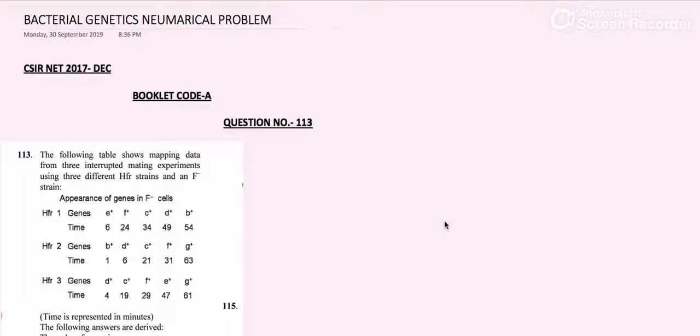Hi friends, today we are going to discuss the factor about high frequency recombination. It is a question from the 2017 December booklet code D, question number 113, and the question carries 4 marks. Before going into the discussion, we have already mentioned that it is a part of bacterial genetics.